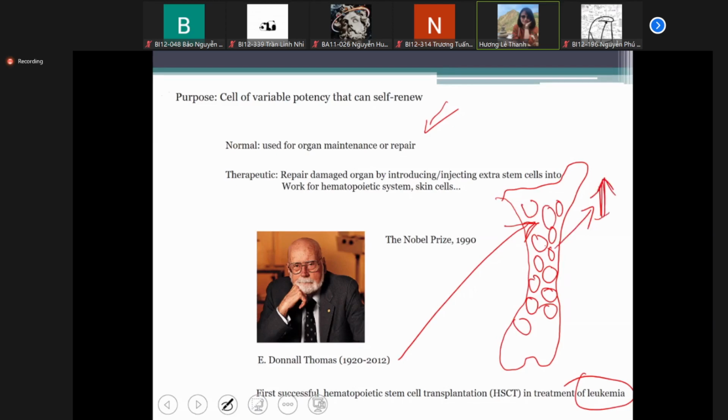But how can we treat it? We can take hematopoietic stem cells from a donor, for example the twin of the patient, and introduce the hematopoietic stem cells into the bone marrow of the patient, and this can curb the disease. So he received the Nobel Prize.